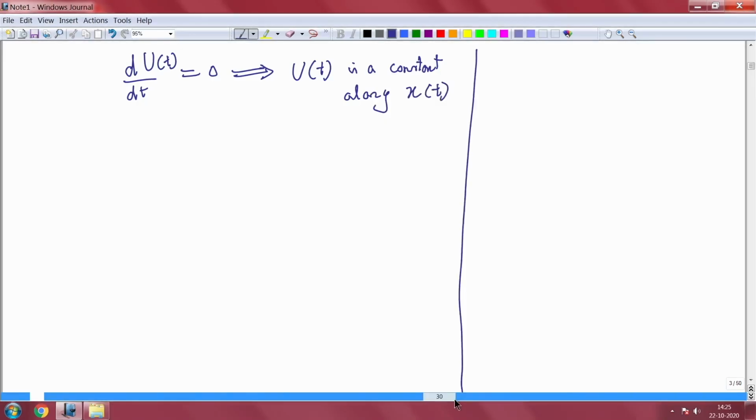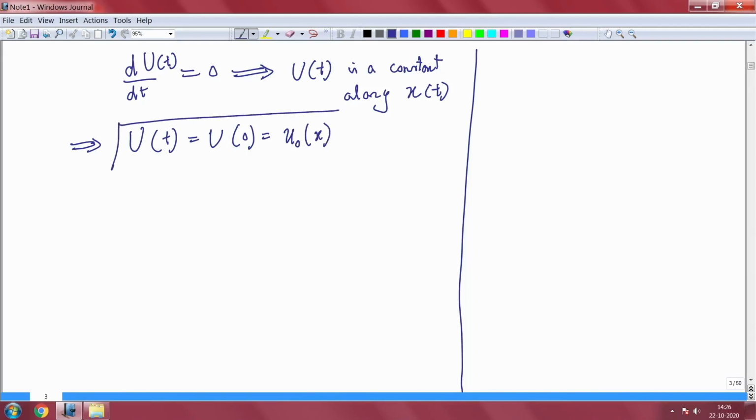So, what does that imply? u(t) is a constant along that line. That implies u at t will be u at 0, but u at 0 is nothing but u naught of x naught. So you proved that u(x(t), t) equals u naught of x naught. This is what you get for each of these lines.